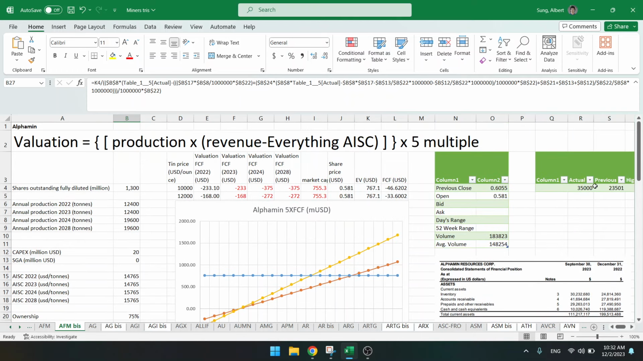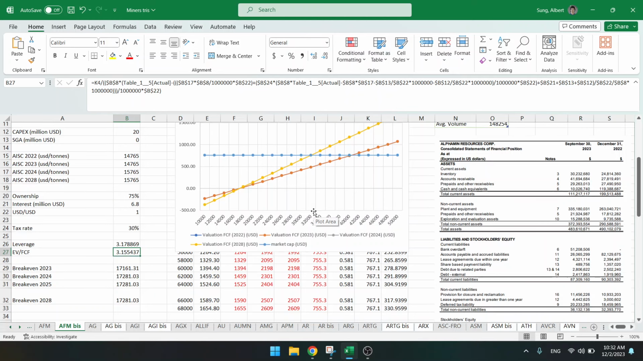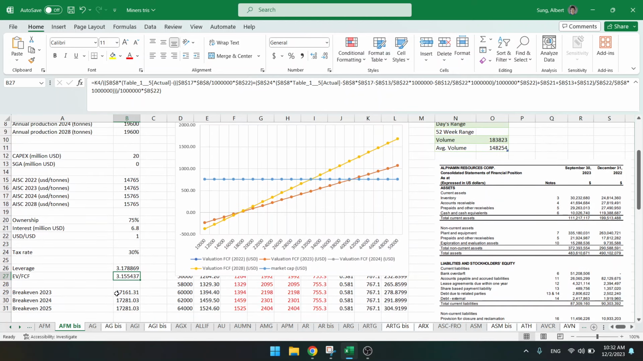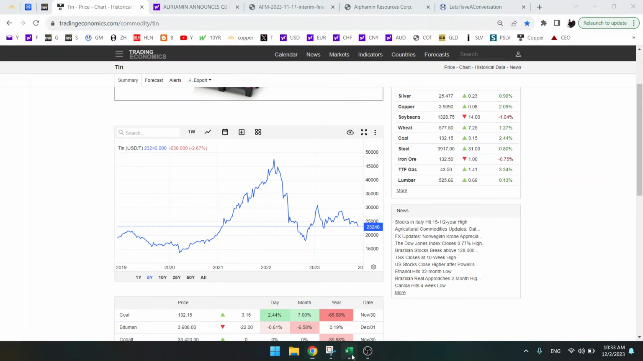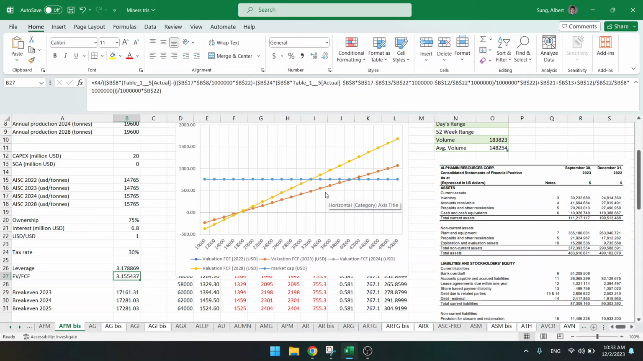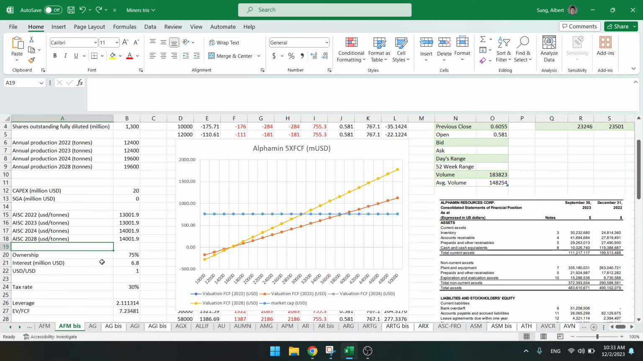If we go to 35,000 tin, will we ever get to 35,000? I don't know. But if it gets there, then this would be a buy. Yep. With some upside, 30%, 40% upside. But we're not there yet. We are still at 23,000 tin here. So overvalued.